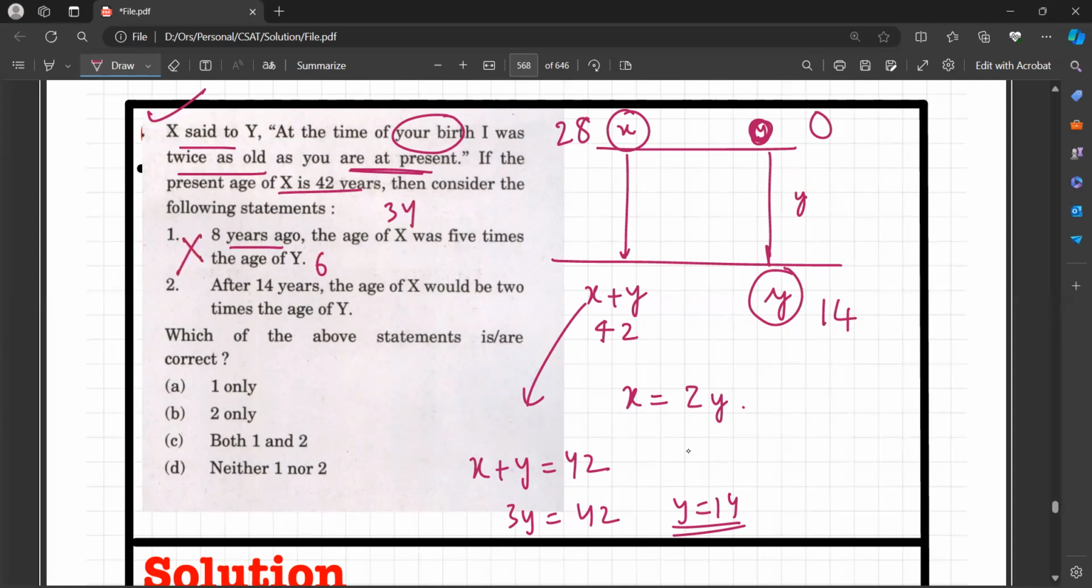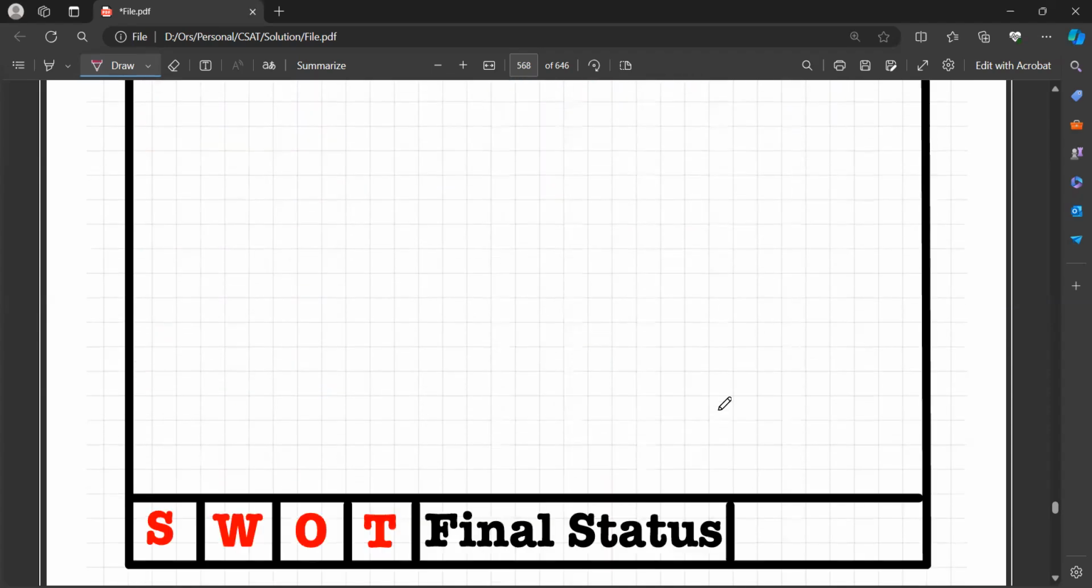No, this is wrong. After 14 years, age of x will be 56, would be 2 times the age of y. Y's age will be 28. Is it 2 times? Yes. So this is correct. Got it? So which one of the above statements are correct? 2 only. Clear? Let us proceed to the next problem.